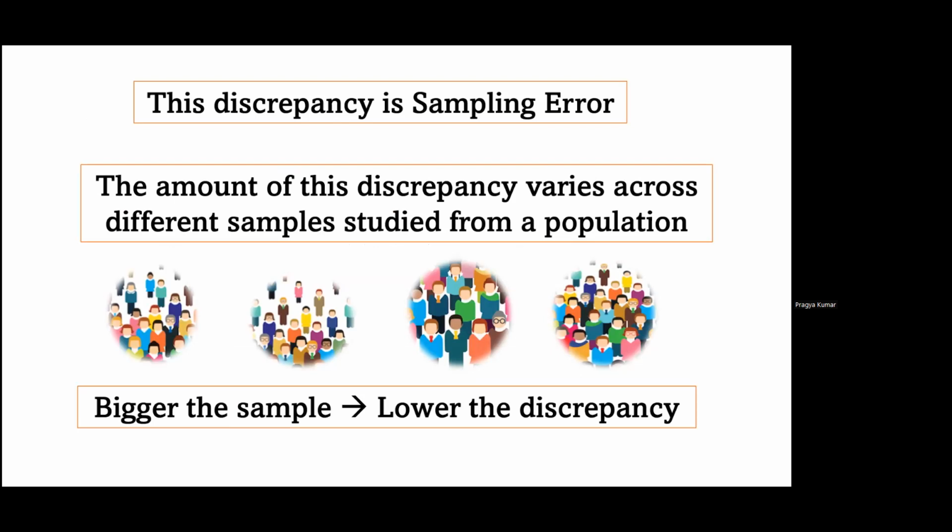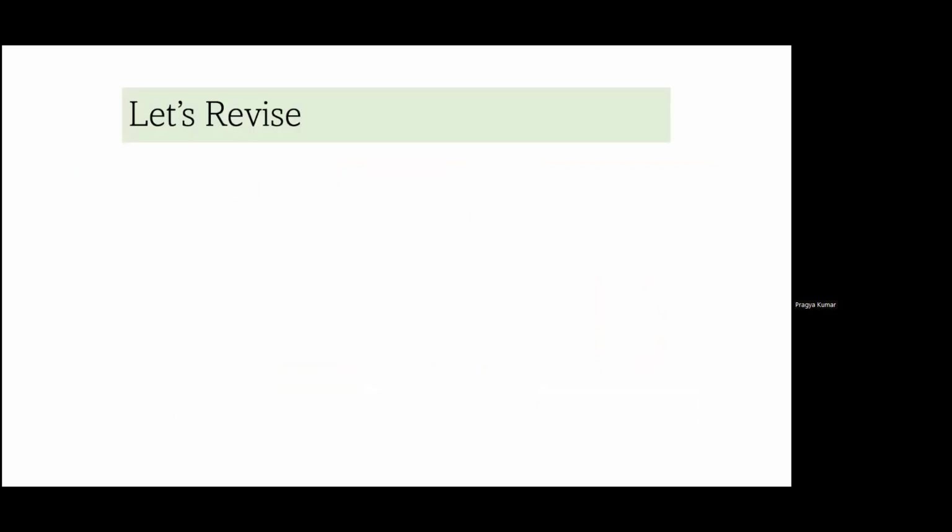And then your sample statistics will be very near to your population parameter. Bigger the sample, lower the discrepancy. That's why we always emphasize an adequate sample size. It should not be too big also. That doability thing should be there. But bigger the sample, lower the sampling discrepancy.